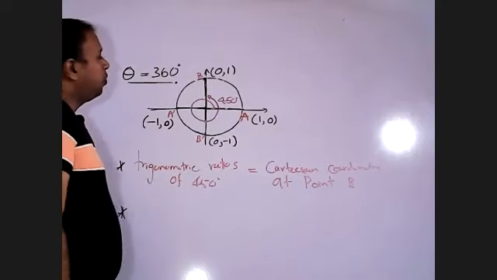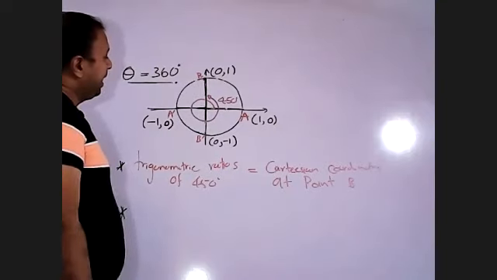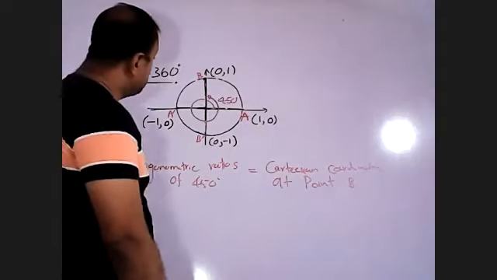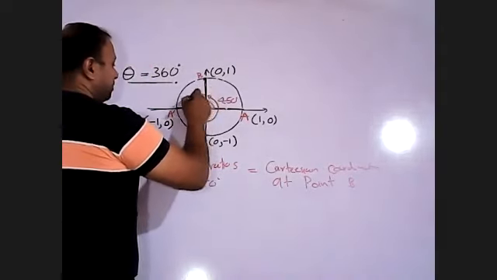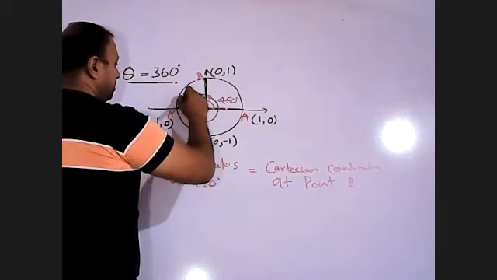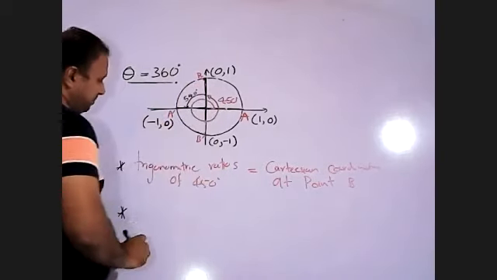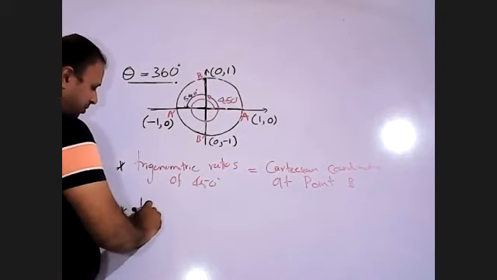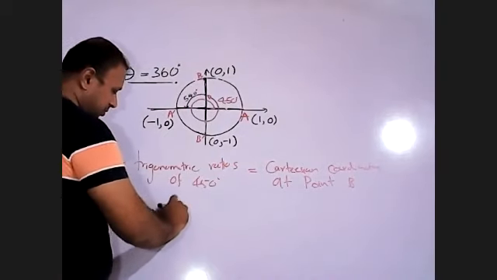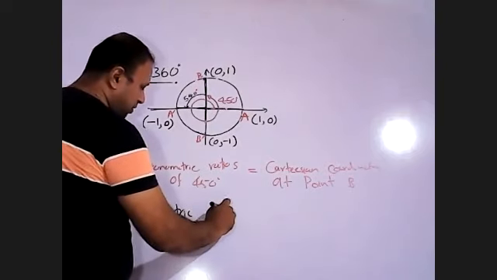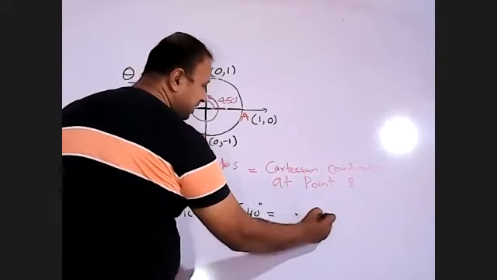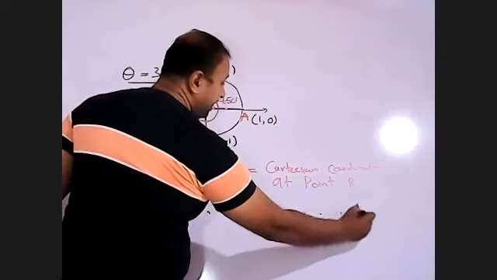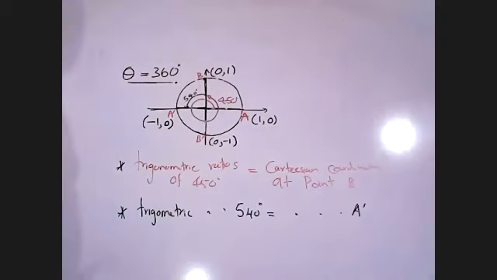If I take 540, 540 is up to this. Therefore, the trigonometric ratios of 540 are equal to the Cartesian coordinates at point A dash. A dash. Did you get my point?